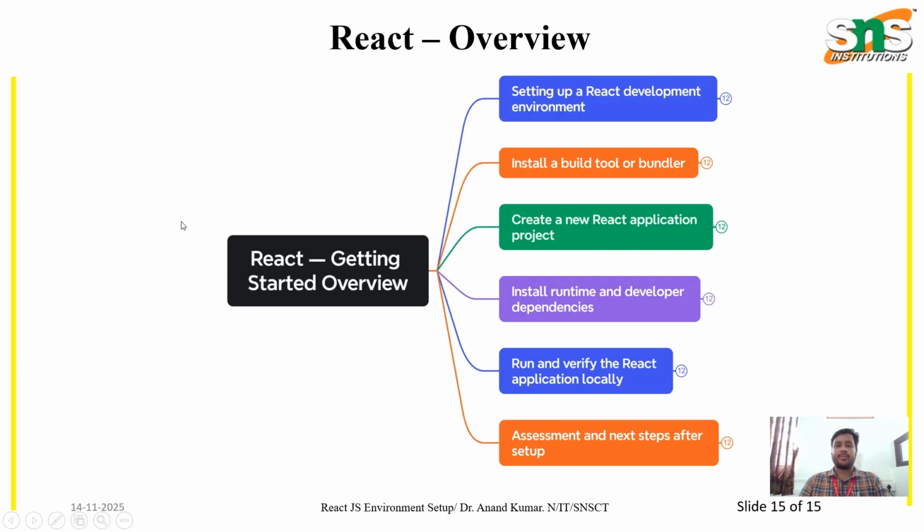Before stopping this video, we'll have a summarization of what we have seen. We started with a React.js overview of setting up a React development environment. We installed a build tool or bundler, which we call Vite here, and we created a new React application project. While installing runtime and developer dependencies, we installed approximately 154 to 155 packages along with the root node. We ran and verified the React application locally, on localhost port 5173. And we saw a simple assessment just to recall what is true.